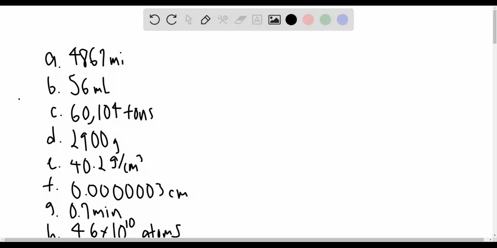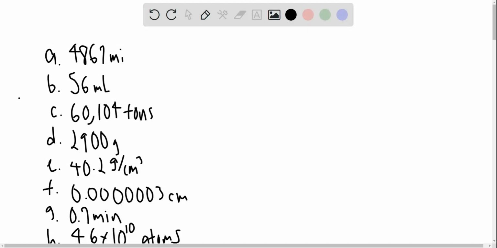Hi. So this question is asking you to look at these measurements and just say how many significant digits there are in each one of them. So let's just get started. This first part, A, we have 4,867 miles.